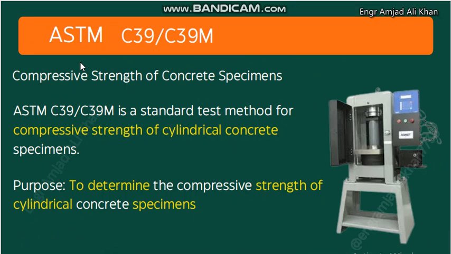ASTM C39M: compressive strength of concrete specimens. Look at this one, this is a concrete specimen, a cylinder, and this is the crushing machine. ASTM C39 is the standard test method for compressive strength of cylindrical concrete specimens. Purpose: to determine the compressive strength of cylindrical concrete specimens. This is the specimen, this is the machine, and this determines the strength of the concrete specimen.